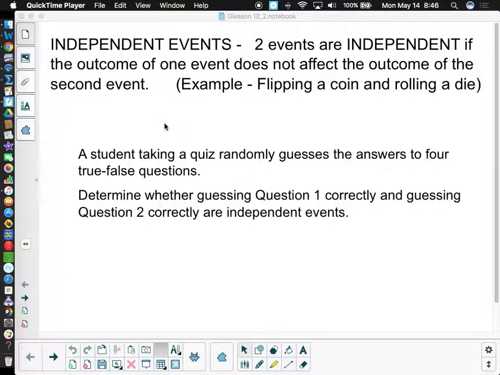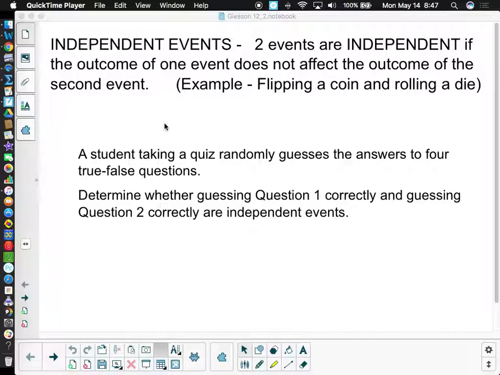Probability. This is a pretty important topic in probability. Basically, two events are independent if the outcome of one event does not affect the outcome of the second event. For example, flipping a coin and rolling a die. Whether I get heads or tails on the coin has no impact on what happens when I roll a die. So those are independent events.